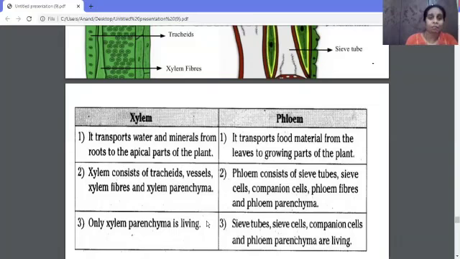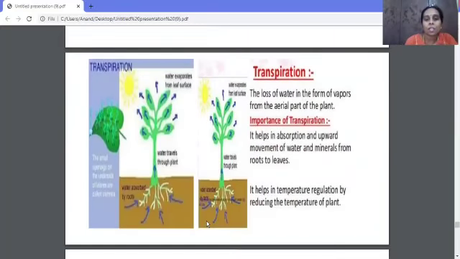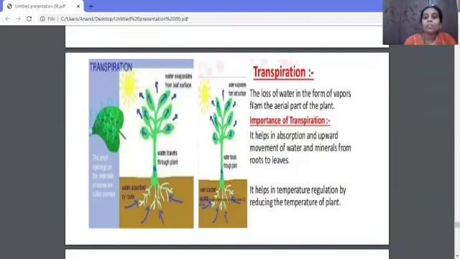Now, whatever water is taken from the soil by the plant, it will make use of it for photosynthesis, as one of the raw materials required for the preparation of food is water. It will make use of it, whereas the extra water has to be thrown out from the plant body. The loss of water in the form of vapor we call transpiration. Transpiration is a process where the loss of water takes place in the form of vapor.